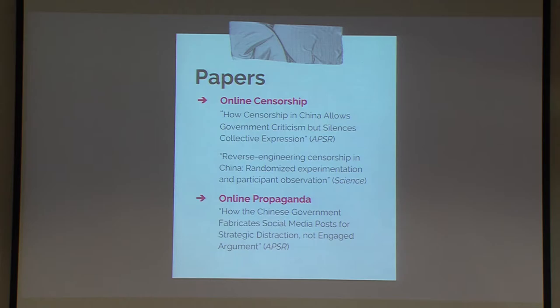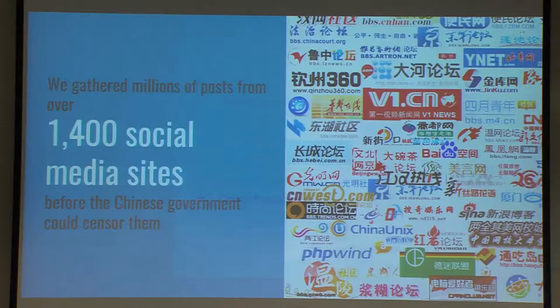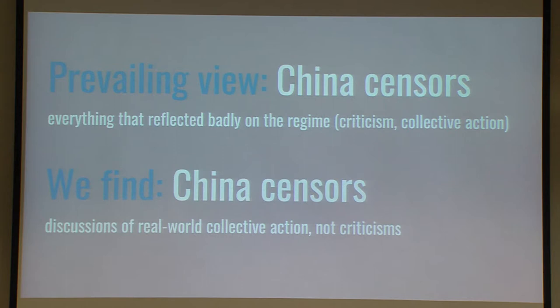and Molly Roberts. So on censorship, we gathered millions of social media posts from over 1,400 social media sites in China. And the key here is that we gathered this social media content before the government censored it. So we have a subset of posts that the government censored and a subset of posts that they didn't. Before we did this research, the prevailing view is just that China gets rid of everything that's bad for the regime. Criticism, discussions of protests.